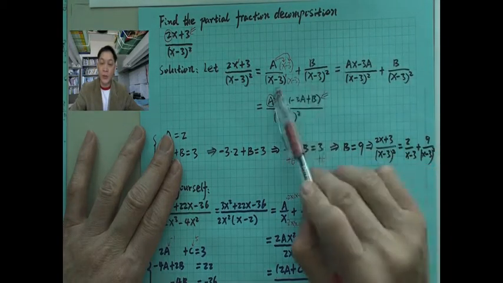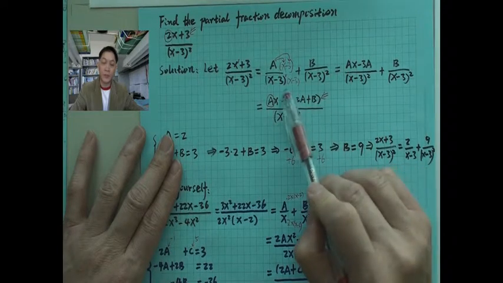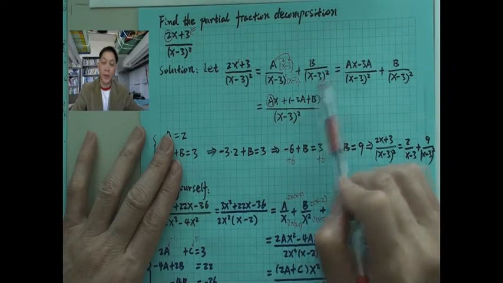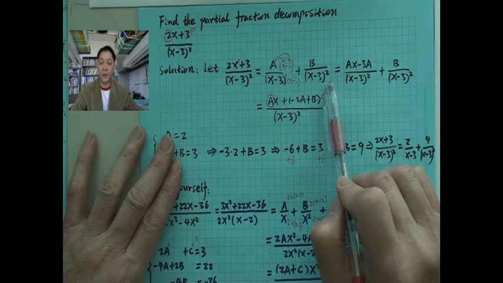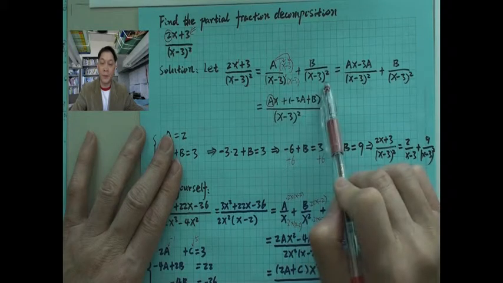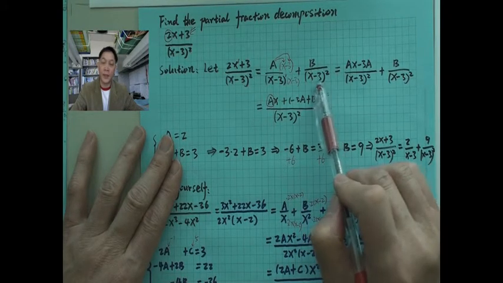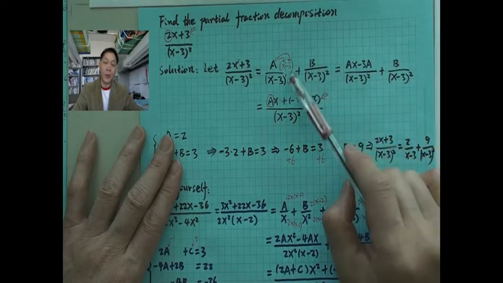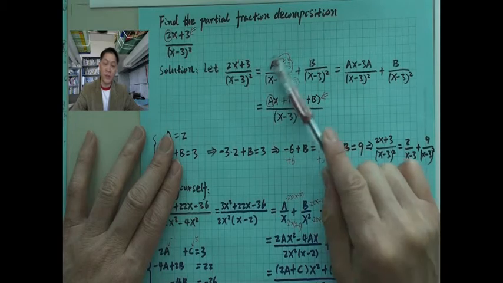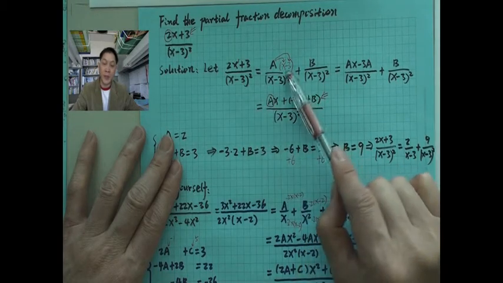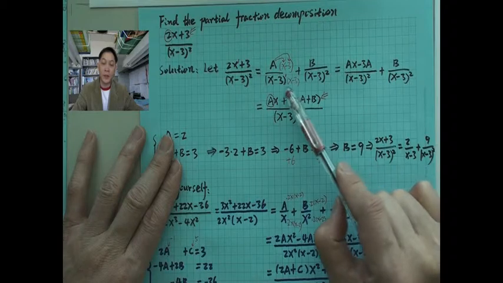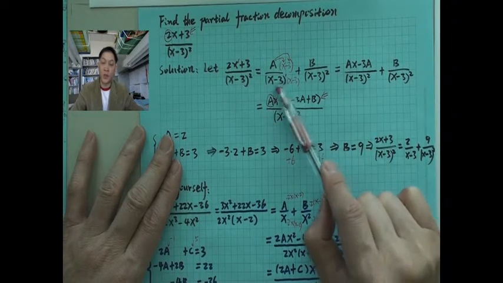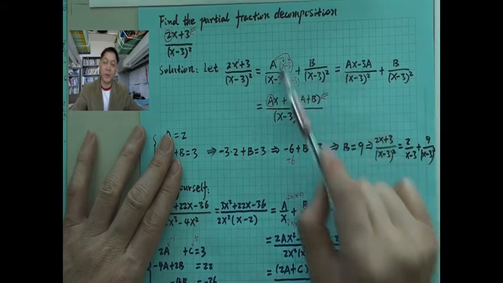Now, in order to add those two together, the first one needs to have x minus 3. Then you will make those two denominators be the same. The second one does not need anything. It has x minus 3 squared already. Okay, so that's why both numerator and denominator for the first fraction need to multiply by x minus 3, to get x minus 3 squared for the denominator of the first fraction here. Okay.